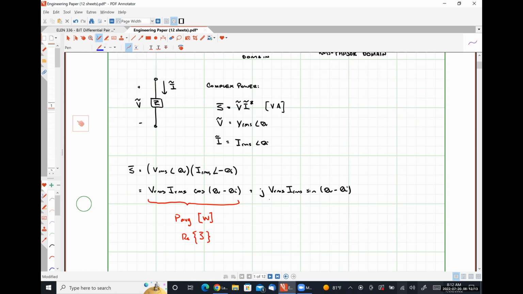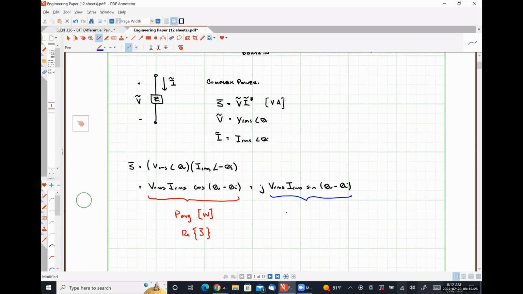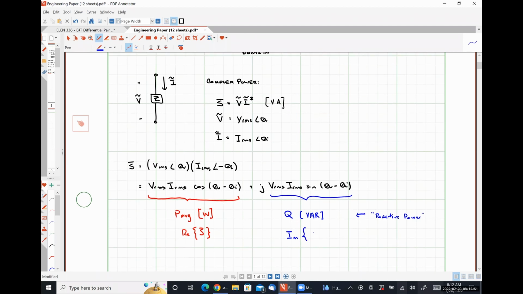Over on the right-hand side here, the quantity VRMS IRMS sine theta V minus theta I is known as the reactive power, Q. And the units of reactive power are volt amperes reactive. I'm going to put a note out here. Reactive power is simply the imaginary portion of our complex power, S.